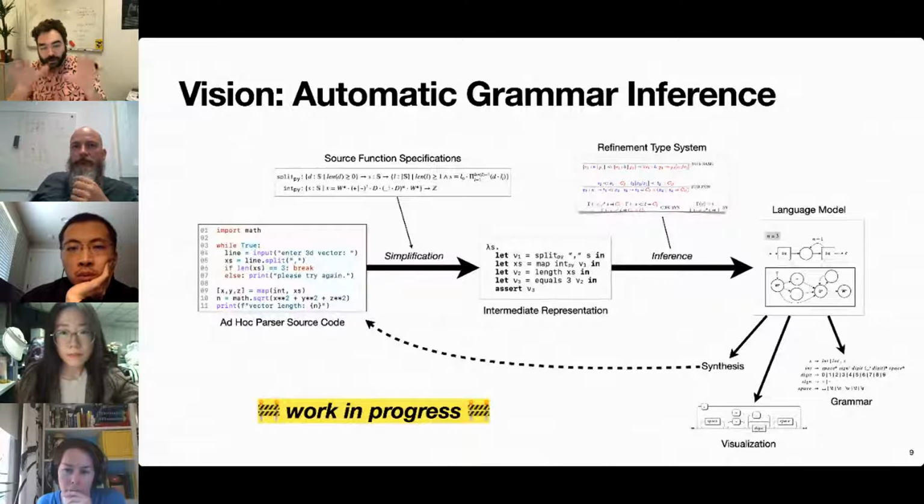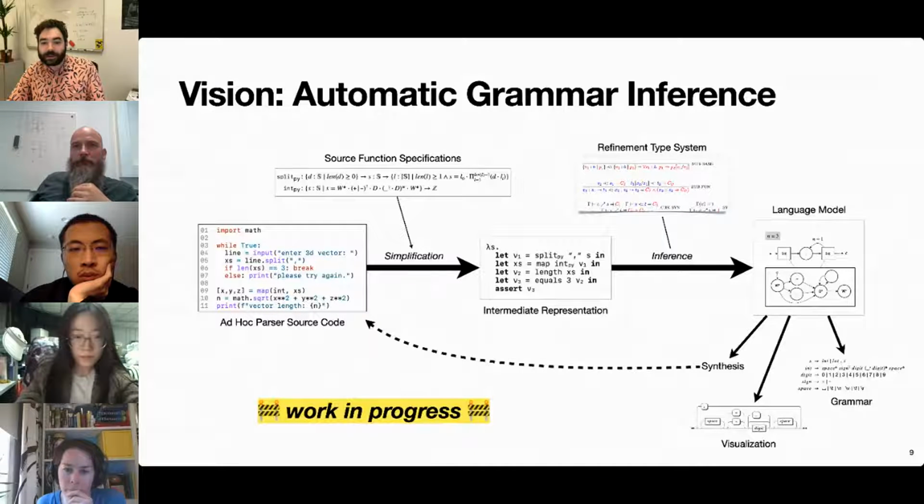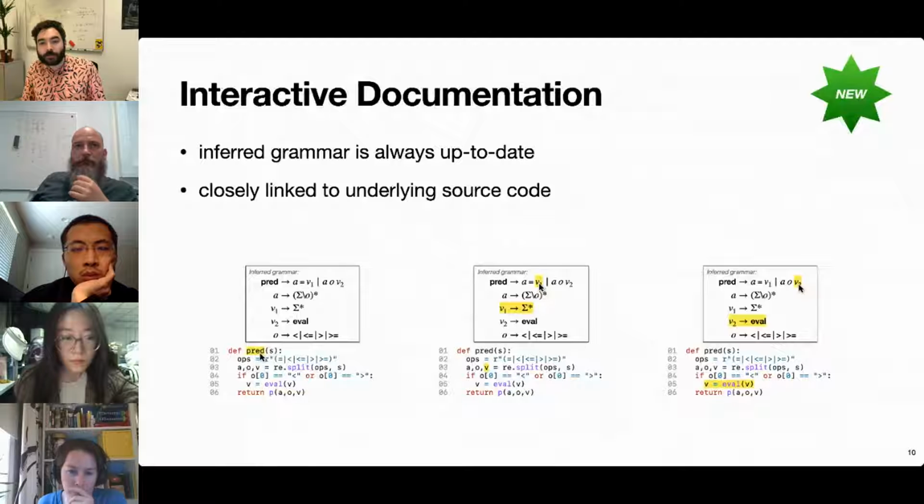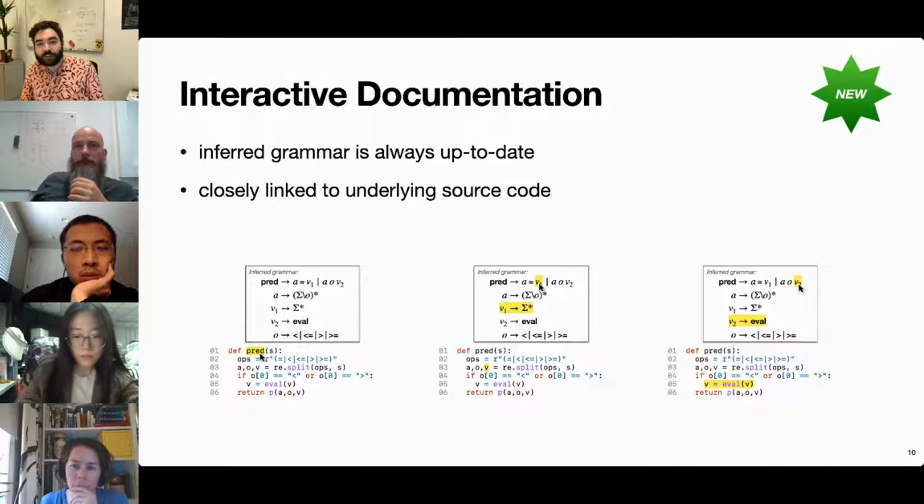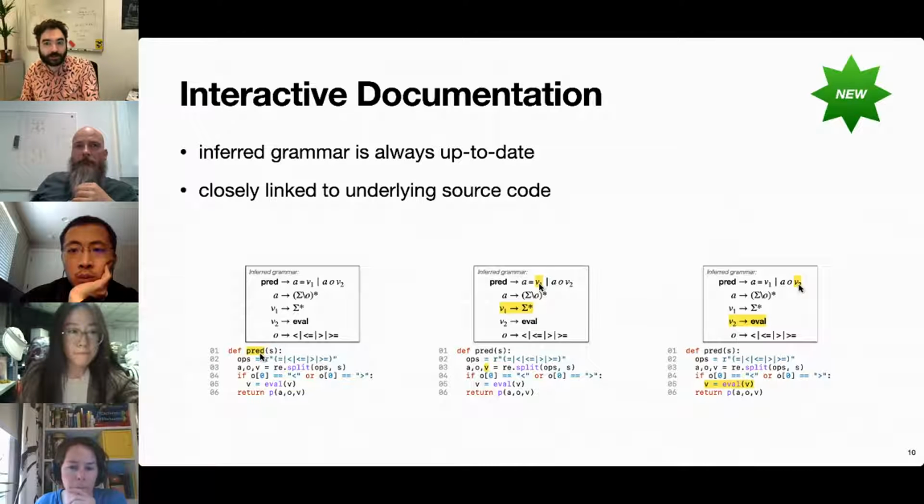A lot of parts of this are still a work in progress. But if we have this automatic grammar inference system, then it enables a whole range of new applications that haven't really been possible before. So first off, with inferred grammars, we could use them as some kind of interactive documentation. That is documentation that is always up to date and that is closely linked to the underlying source code. So imagine, for example, as in these mockups, an IDE plugin that shows you the implicit input grammar for some function when you hover over the function definition, and that maybe lets you drill down into individual production rules or non-terminals of the grammar and trace them back to their origins in the source code.